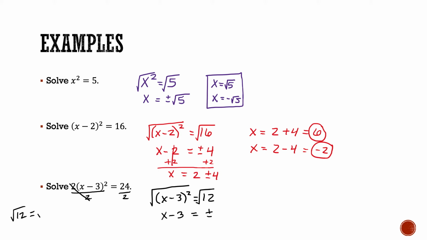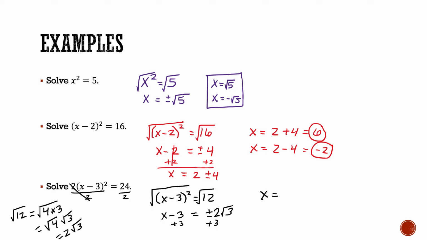can be written, 12 can be written as 4 times 3. If I break that up, that would be the square root of 4 times the square root of 3. So the square root of 4 is 2, and I can't take the square root of 3. So the square root of 12 will simplify to be 2 on the square root of 3. And then our last step is adding this 3 to both sides.